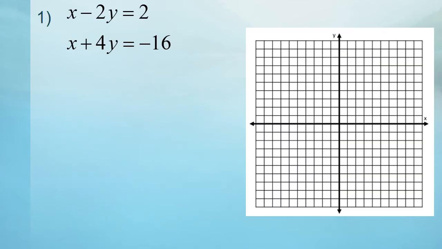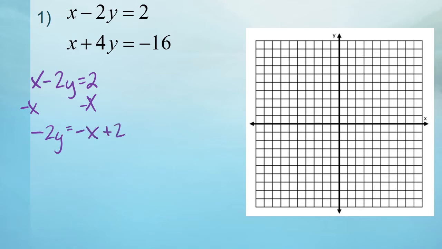On your worksheet, let's take a look at number 1. Remember your steps for solving by graphing. First, we need to take each equation and we need to solve for y. I'm going to start off by subtracting x from both sides, which leaves me with a negative 2y equals a negative x plus 2. I then need to divide every single term by negative 2.